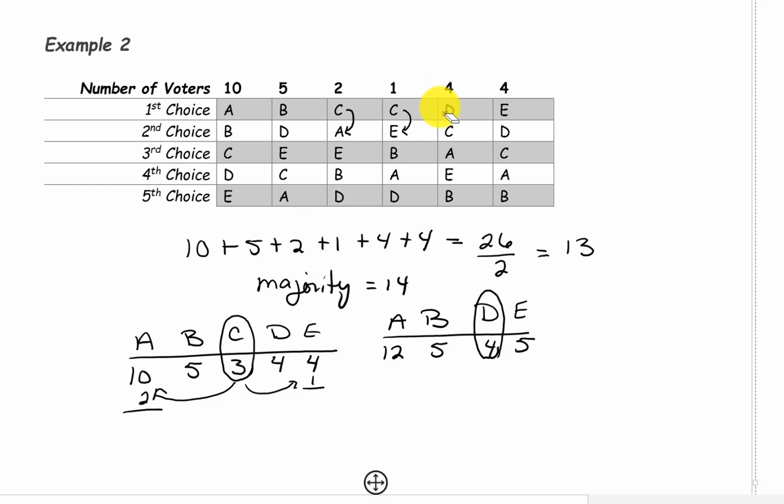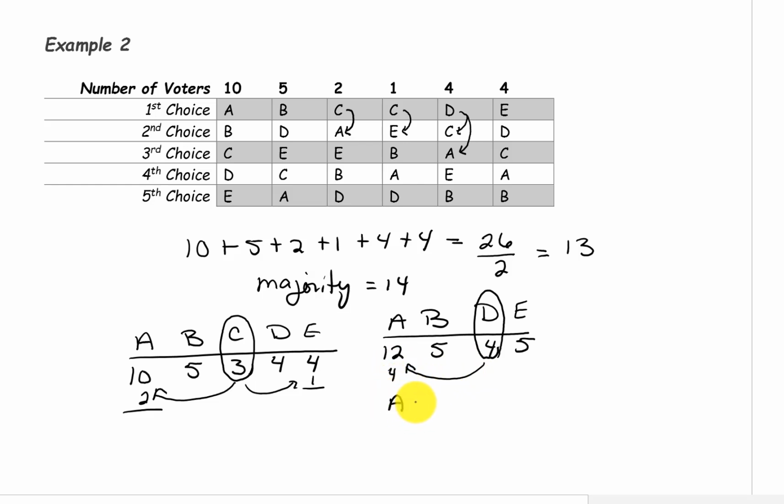And so here are the ballots where those votes are coming from. And so these 4 votes will get passed on down to candidate C, but candidate C has already been eliminated. So then they would go to candidate A. So these 4 votes will get passed along to candidate A.